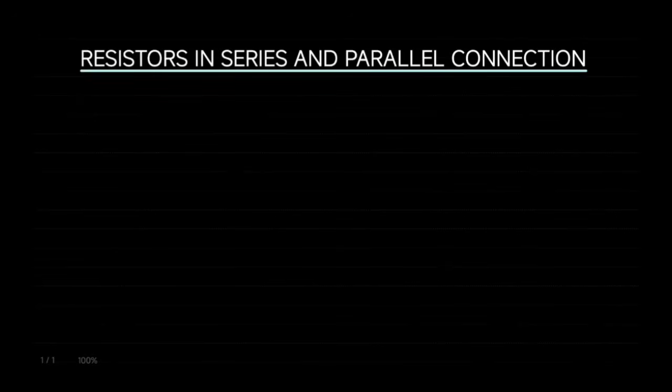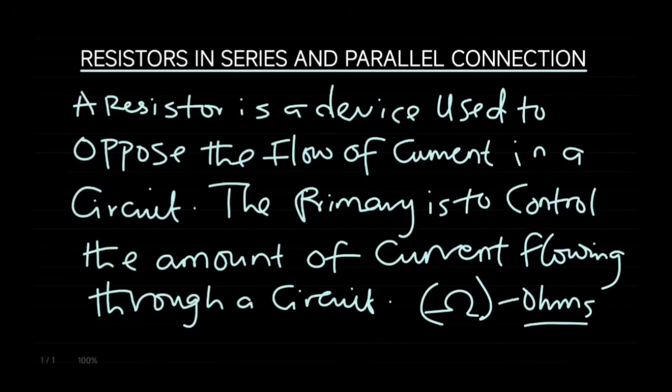In today's video, we'll be looking at resistors in series and parallel connection. But first, we'll be talking about resistors. What are resistors? Resistors are electronic devices designed to oppose the flow of electric current. The primary function of a resistor is to control the amount of current flowing through a circuit, and it is measured in ohms. Resistors are connected in two ways.